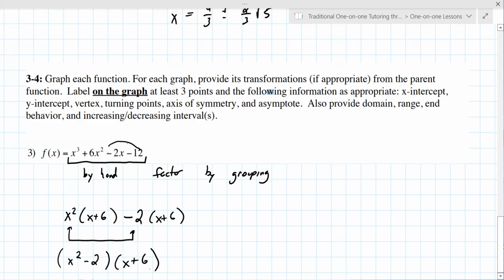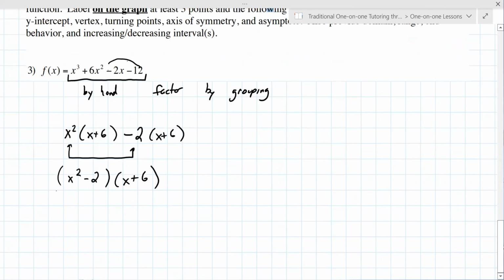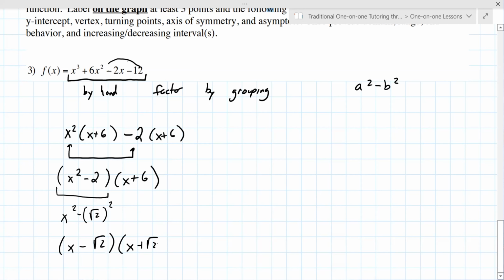You may not feel like this is any better, but it does give us more information than we had previously. On the left here, and this is slightly awkward, the left here is an a squared minus b squared, but unfortunately your b is really the square root of 2 squared, which you don't see very often. But it becomes x minus square root of 2, x plus the square root of 2.